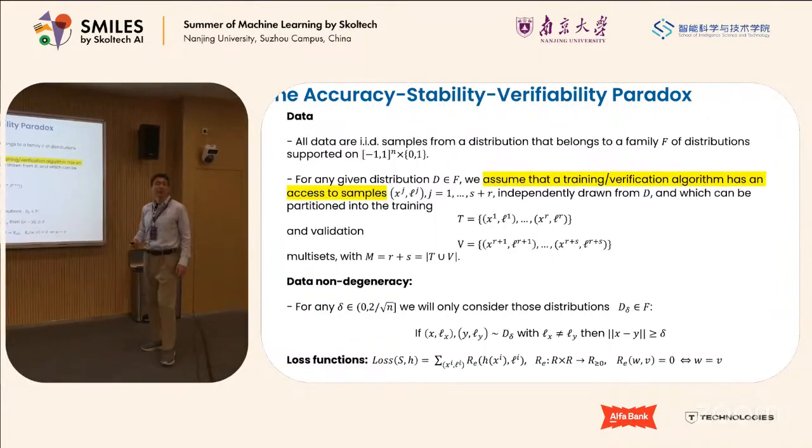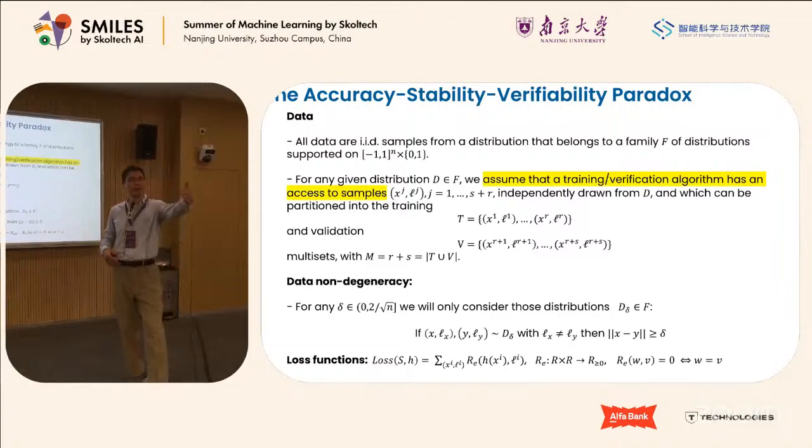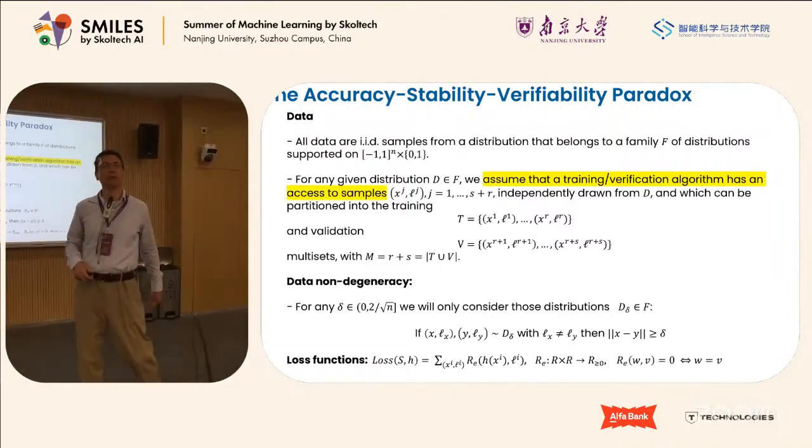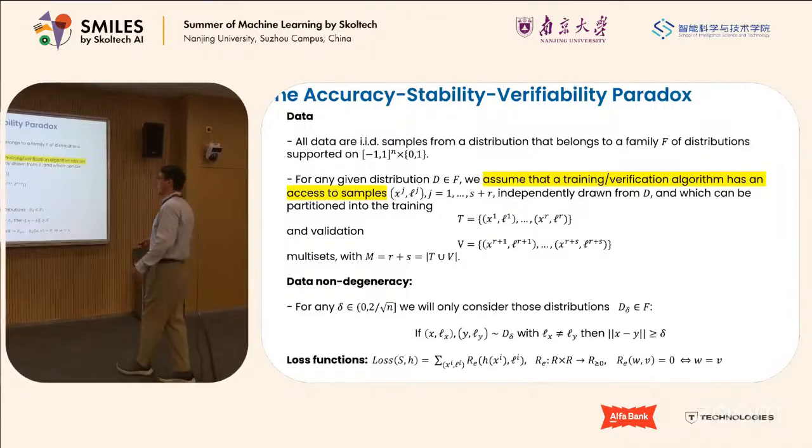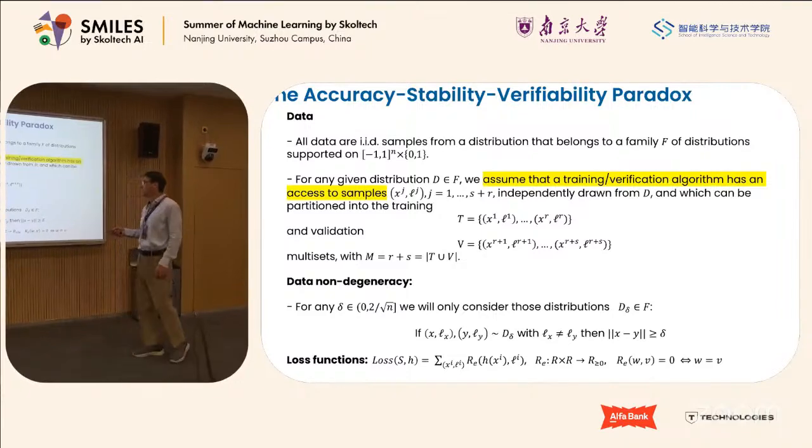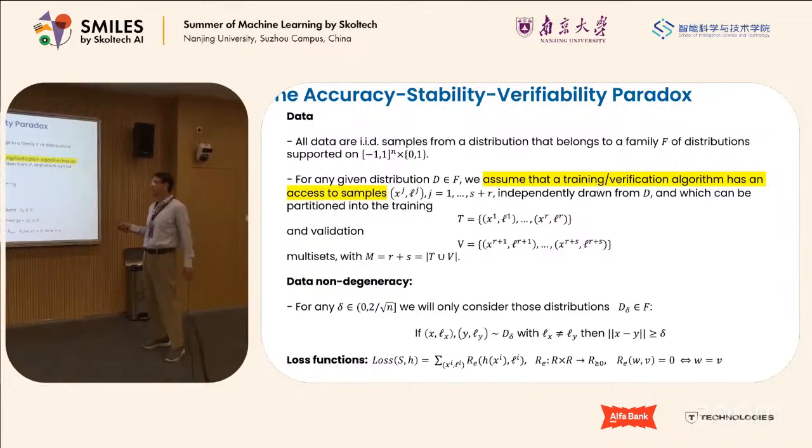I assume that I have access to samples, training samples and validation samples. They are IID samples, independent samples from some distribution, and the cardinality of the training and validation sets is M.